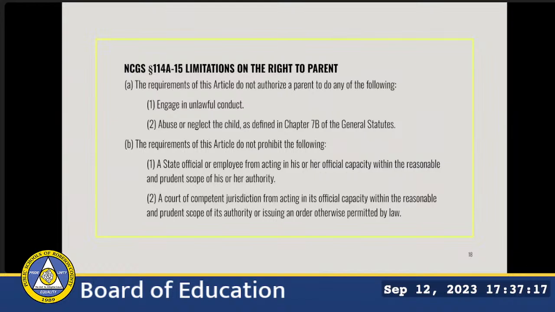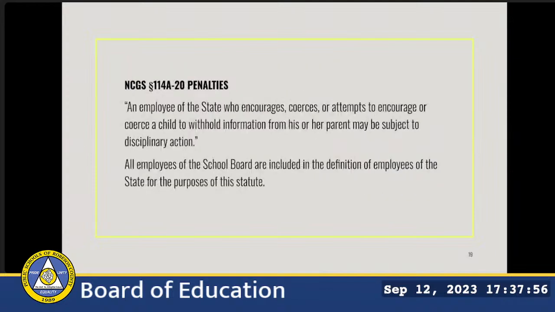So what does that mean? It doesn't prevent you from acting in your official capacity as long as it's within not only the scope of your authority, but the reasonable and prudent scope of your authority. So what does that mean as a protection from a state official or employee acting in their normal capacity? And is that vague? What does it mean? Okay. It also doesn't prevent a court of competent jurisdiction from acting in its official capacity, again, within the reasonable and prudent scope of its authority, or issuing an order otherwise prohibited by law.